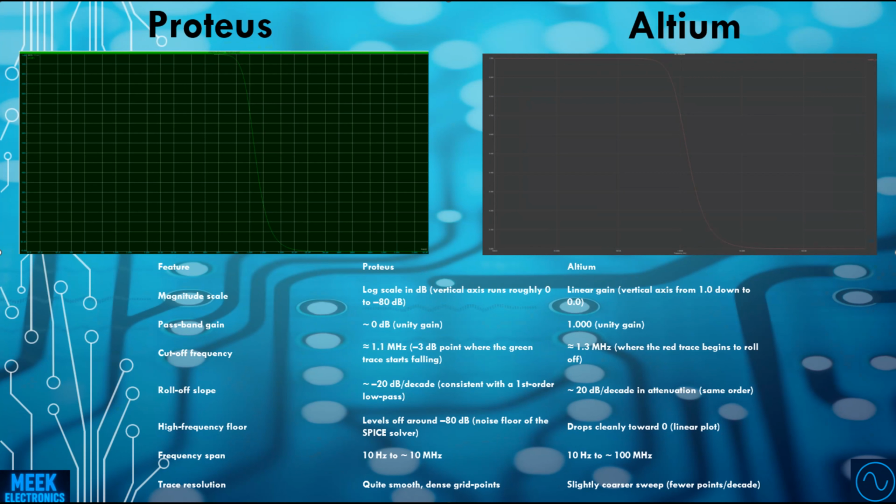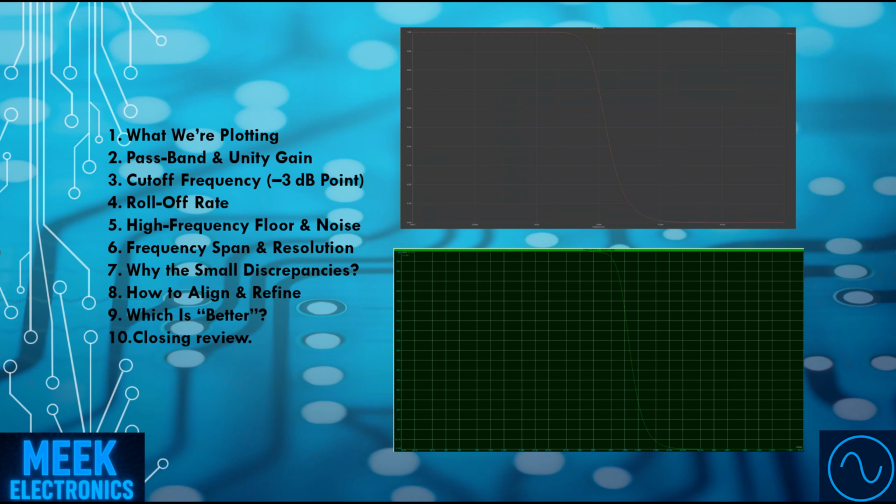Both plots display gain, that is Vout/Vin, across a frequency sweep. Proteus shows this on a dB scale, 0 dB down toward minus infinity. Altium uses a linear scale, gain from 1.0 down toward 0.0. Remember, at cutoff the gain is 1 over root 2, approximately 0.707, or -3 dB. So if Vin is 1 volt, Vout is approximately 0.707 V, right at the knee.